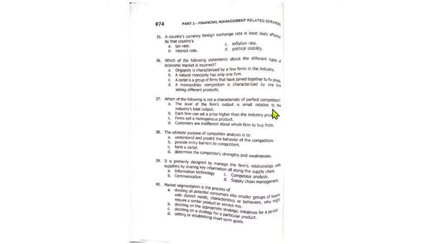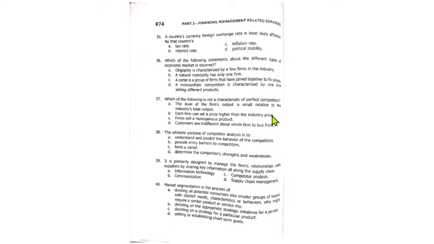37. Which of the following is not a characteristic of perfect competition? The level of the firm's output is small relative to the industry. Each firm can set a price higher than the industry. The answer for 37 is B. Hindi siya pwedeng mag-set ng higher than the industry price kasi nga pupunta yan sa iba kasi perfect competition yan. So dapat sila ay laging at industry price lang or below, di ba?